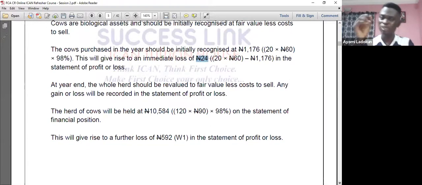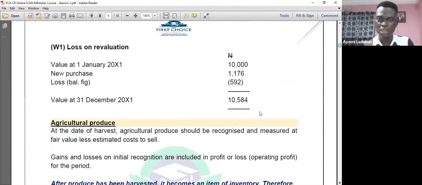So when I come to the end of the year, what happens? So if you calculate 90 naira, you're selling cows at 90 naira at the end of the year. If you multiply by 120 cows, 100 at the beginning and the 20 that we purchased during the year, you get this figure. Multiply by 98%. Don't forget, you remove the cost to sell to get the fair value less cost to sell. So if you remember, this is the value at the beginning of the year. This is the new purchase. So if you add it together, that is 11,176.